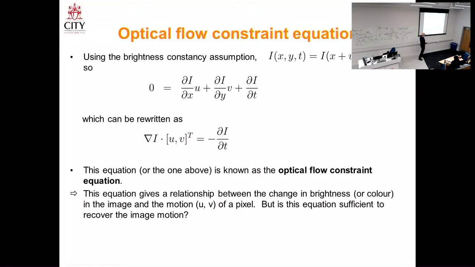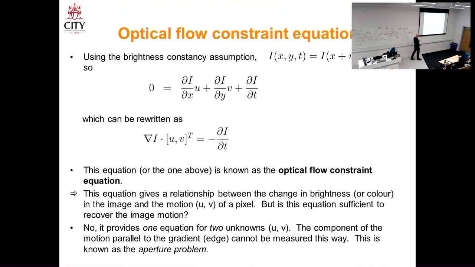The thing is, is this equation sufficient to recover the image motion? The answer is no, because we have one equation but two unknowns. The goal here is to estimate u and v. So we're kind of in trouble because although this equation gets us part of the way there, we don't have a way to actually solve for the optical flow based on this equation alone. In fact, the component of the motion parallel to the gradient can't be computed this way. And we get into something known as the aperture problem.